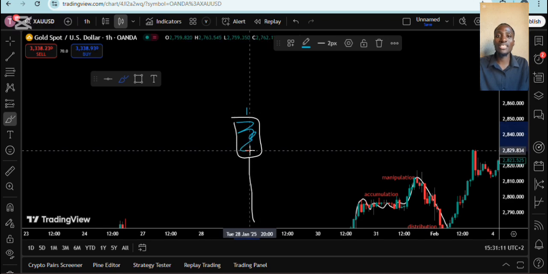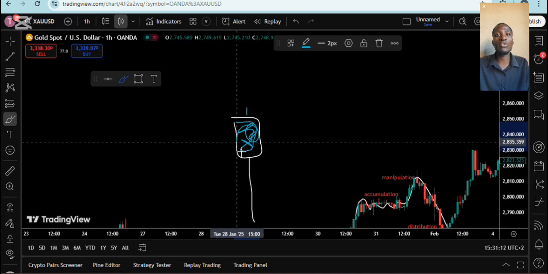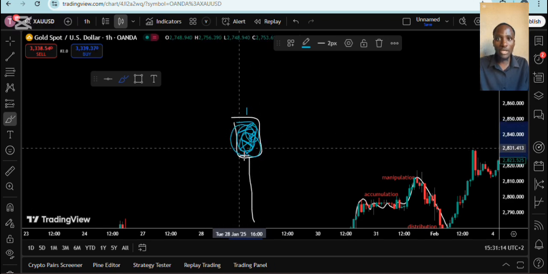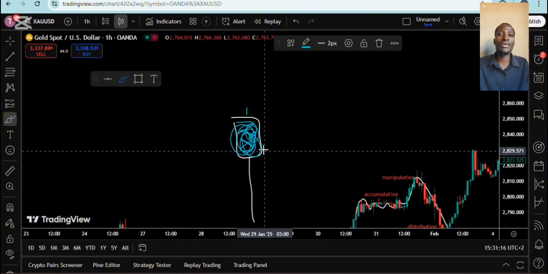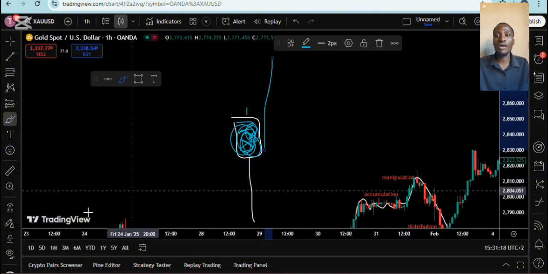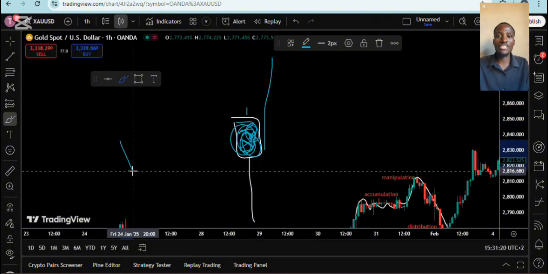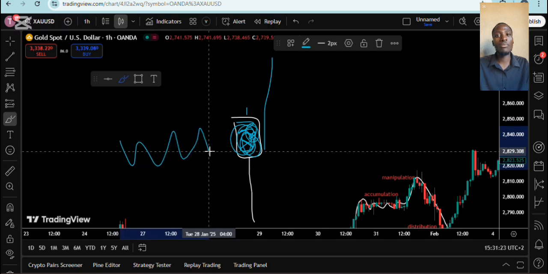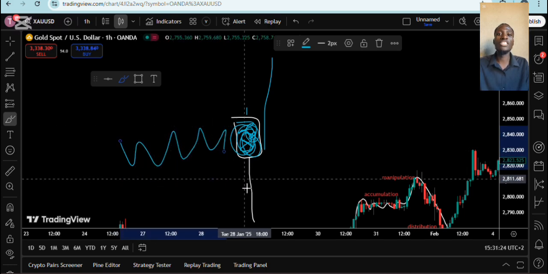It can just be a hammer candle. It goes all the way down, manipulating people, then goes up, and that will be distribution. Before that we'll have accumulation, then the hammer candle part will be the manipulation, then distribution.